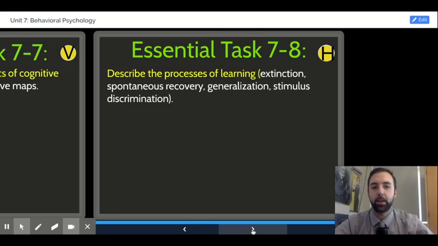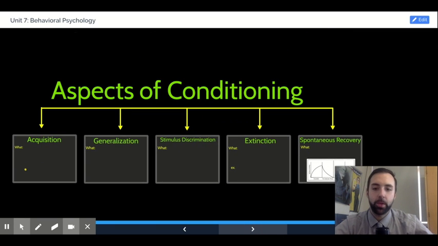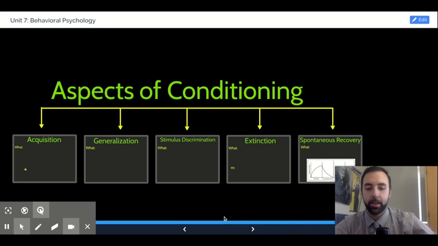In Essential Task 7.8, we are going to end our unit by describing various steps in the process of learning. The 5 terms that we are about to talk about today apply to not only just classical conditioning, but also other forms of learning like operant conditioning and observational learning. At least that's the case for the first 4.